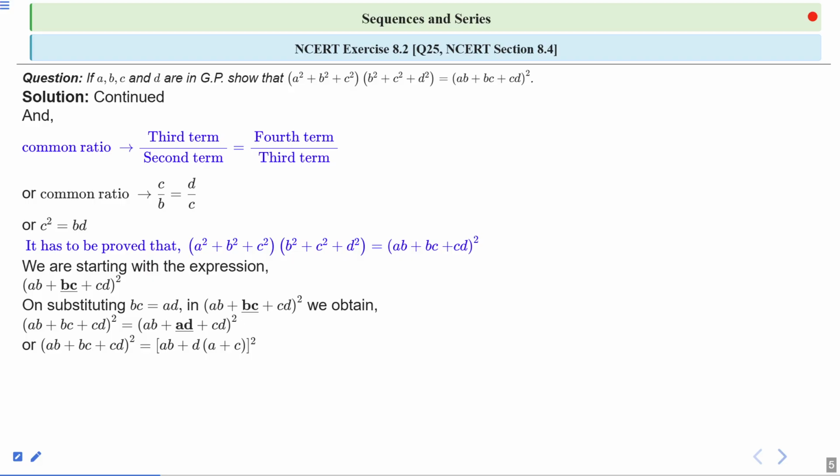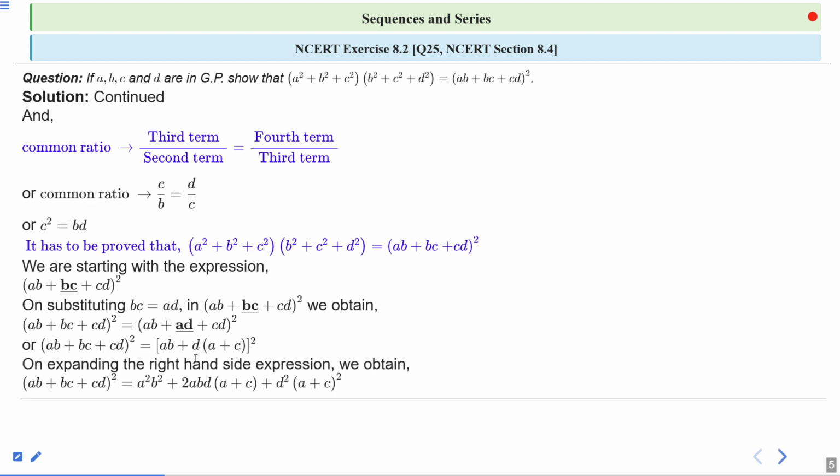Or we can write (AB + BC + CD)² is equal to (AB + D(A + C))². Here on the right hand side we take D common out of AD and CD. So then we can write it as (AB + D multiplied with (A + C))², whole square.